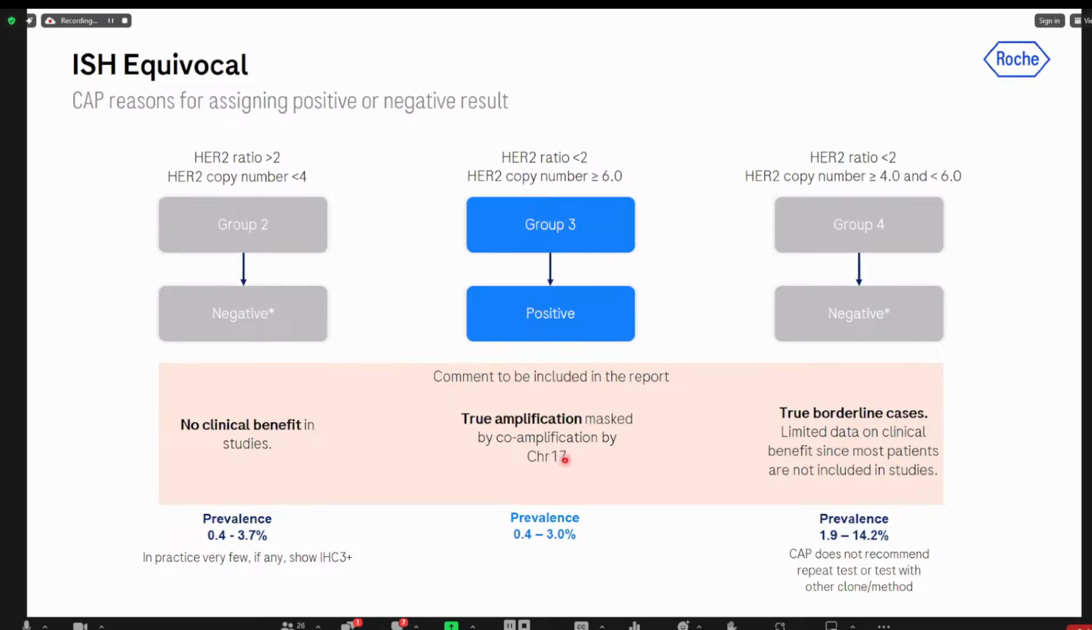This group number 3 is a special case, because here you end up with a low ratio just because you have too many of the chromosome 17. So it's a true amplification of HER2, but it's being masked in the ratio just by the co-amplification of chromosome 17. So you have many HER2 signals, the black signals, but you have equally many chromosome 17 signals. And that's where the HER2 copy number is really important to drive us to understanding that this is a true amplification.